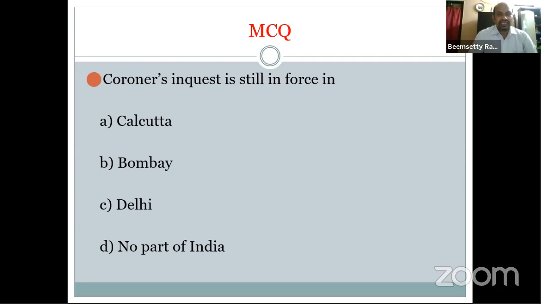Coroner's inquest is still in force in Kolkata, Bombay, Delhi, and the last option is no part of India. It is not being followed in India, so the option is D.